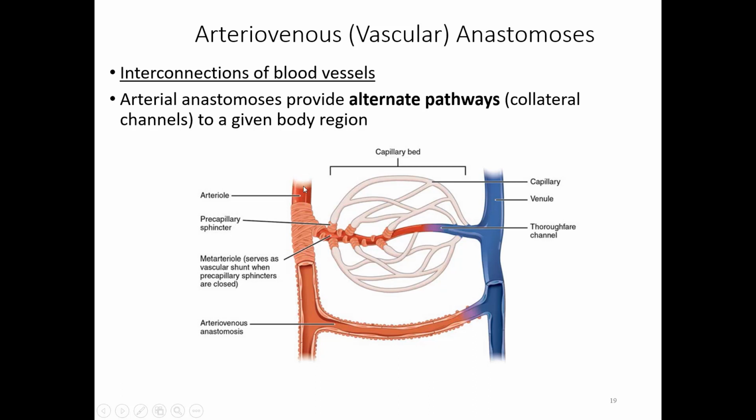In some cases, between an arteriole and a venule, there is a straight connection, like a tubule connecting them, which is called arteriovenous anastomosis. It's just an alternative pathway for the blood. We don't have too many of them.